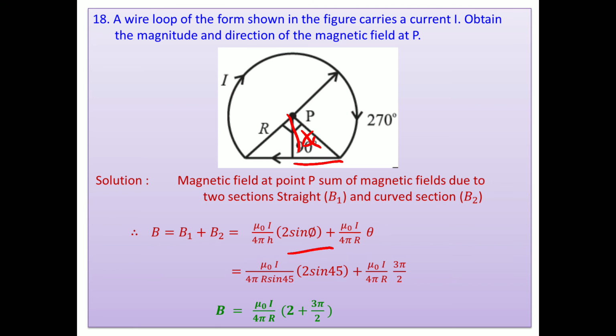And for the remaining portion, this is our formula, mu naught I upon 4 pi r, and here the angle is theta. But here the angle is 2 pi minus pi by 2, which means we get here 3 pi by 2. And you know that pi by 4 is 45. So mu naught I upon 4 pi r sin 45 plus mu naught I upon 4 pi r 3 pi by 2. After calculation you get mu naught I upon 4 pi r into 2 plus 3 pi by 2. This is your required answer, quite a difficult one.